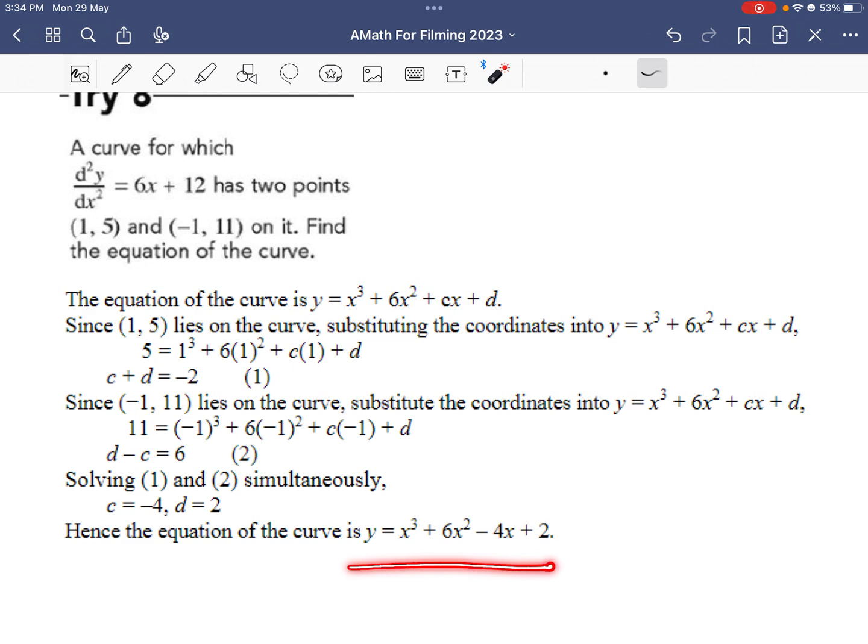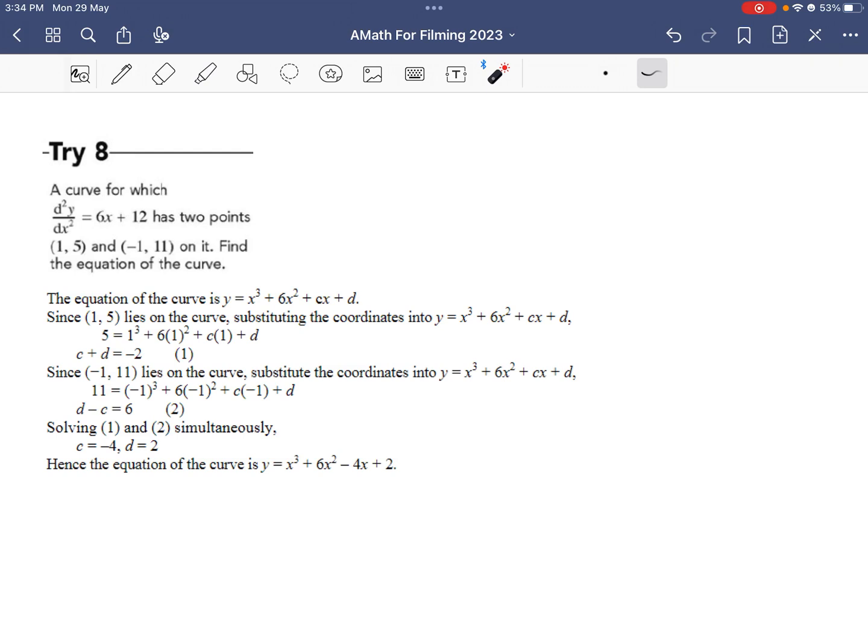So if we put back into this original equation, y equals x cubed plus 6x squared minus 4x plus 2. And that is the basics of integration.